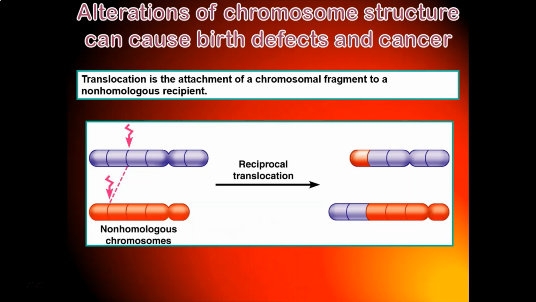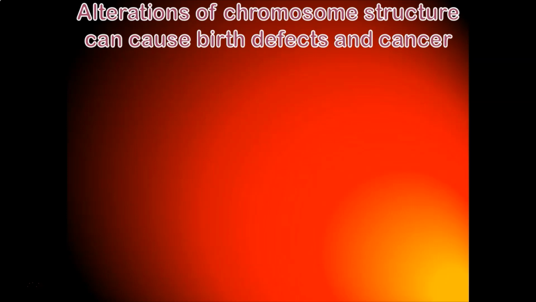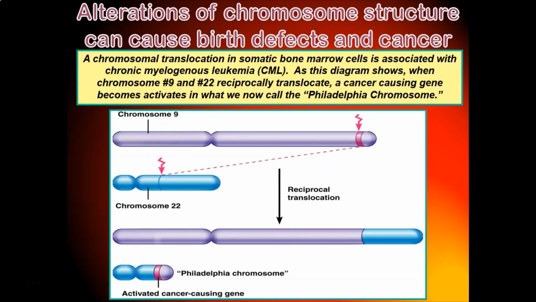All right, so let's take a look at a kind of neat story here. Well, neat and a little sad as well, obviously. A chromosomal translocation in somatic bone marrow cells is associated with what we call chronic myelogenous leukemia. Okay, as the diagram shows, when chromosome 9 and 22 reciprocally translocate, meaning crossing over between non-homologous chromosomes, a cancer-causing gene becomes activated in what we call the Philadelphia chromosome, right? And these two chromosomes shouldn't cross over. They have no business crossing over, but sometimes they do. Okay, and here you can see that Philadelphia chromosome and the cancer-causing gene got activated, all right?